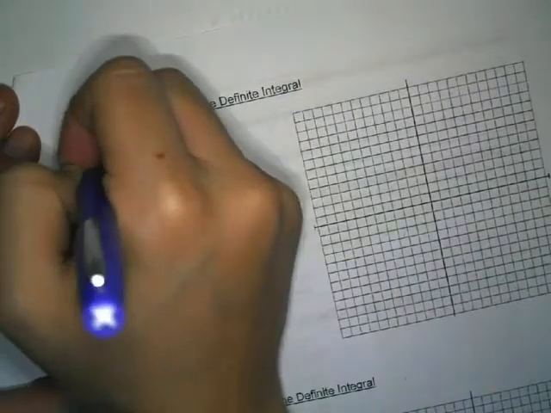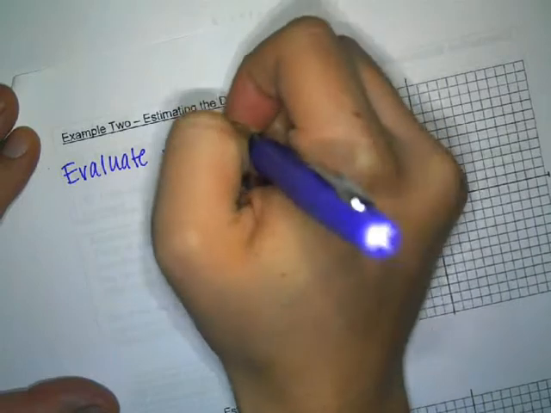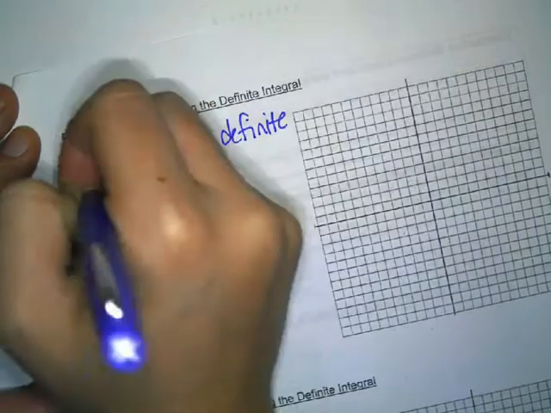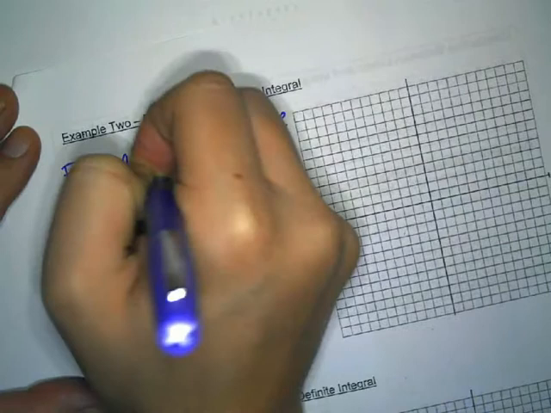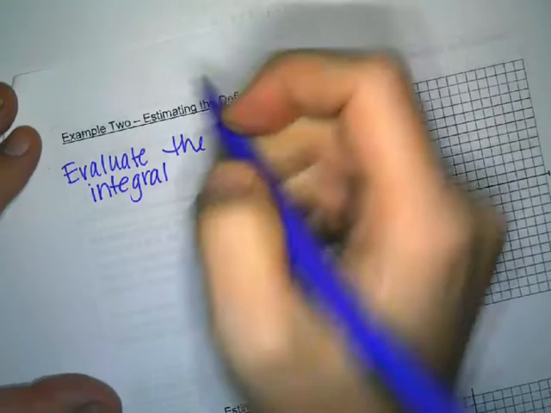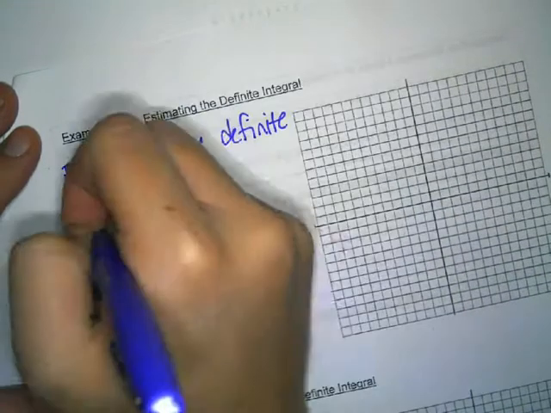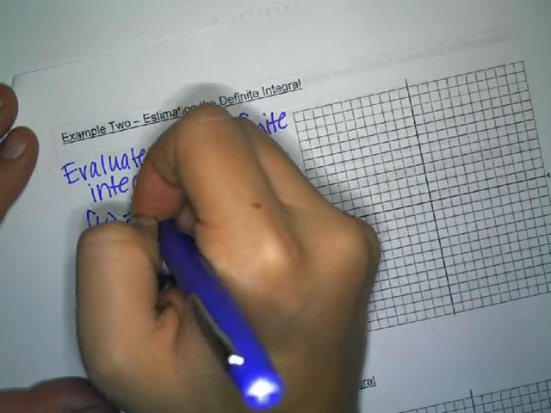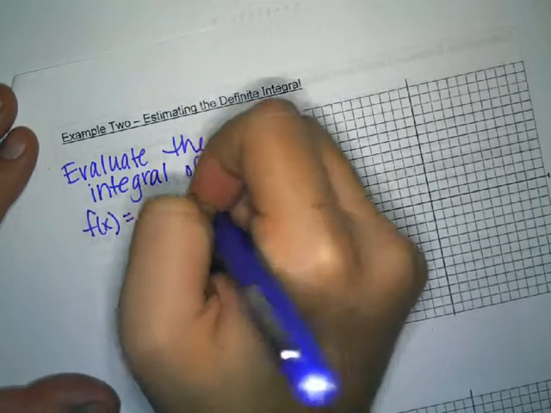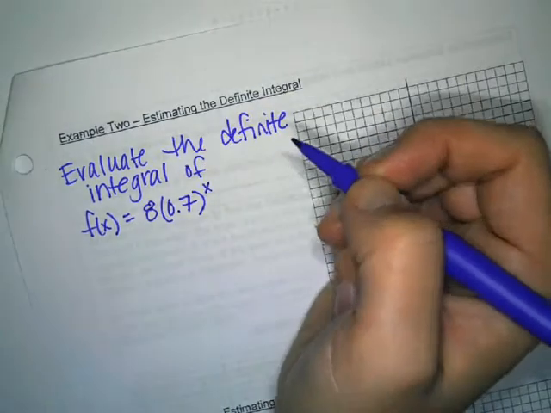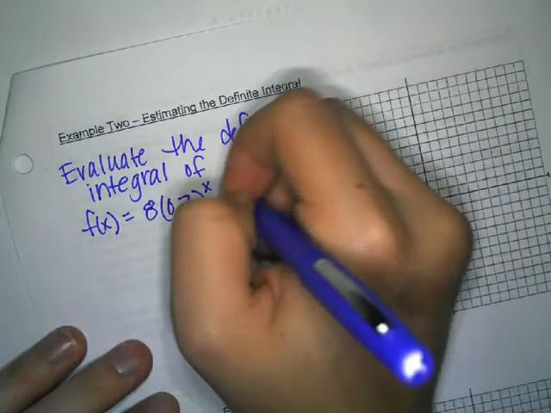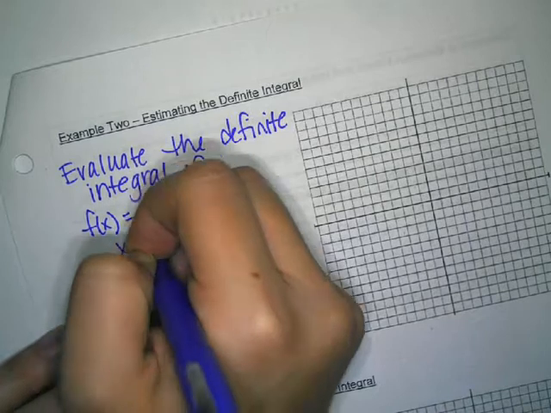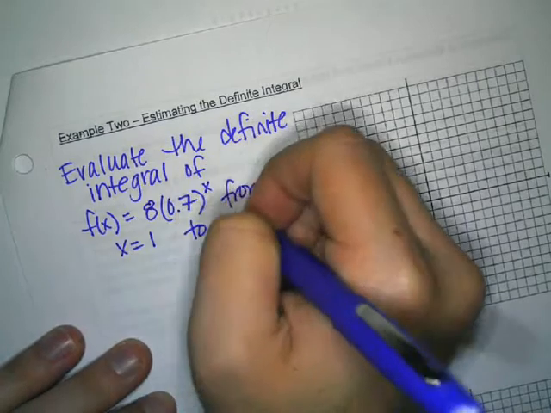Okay, let's start with evaluate the definite integral of this function f of x equals 8 times 0.7 to the x from x equals 1 to x equals 7.